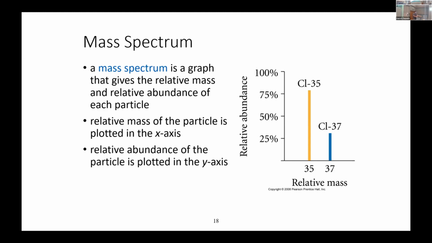Now, this is normally the y-axis. The reason why I say that, normally the y-axis is intensity, and it goes from 0 to 100. So the intensity basically means the percentage. That's important to note.